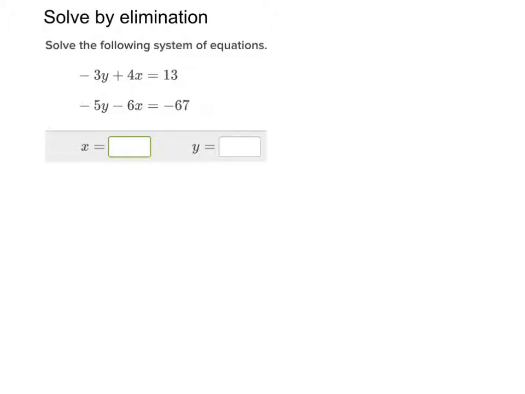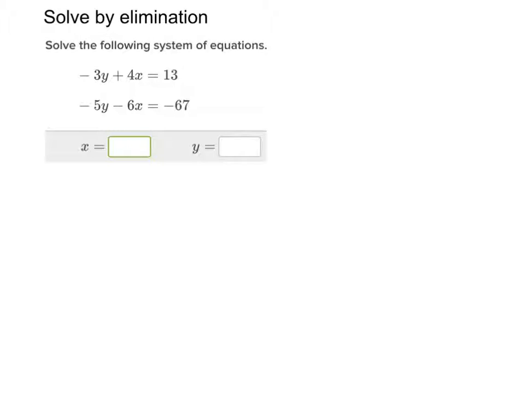Let's do this problem right here. The problem says solve by elimination. It says solve the following system of equations, and then it gives me a system of equations, right? Two different equations, and it wants me to solve for x and for y.